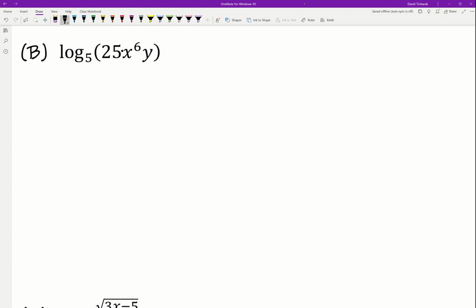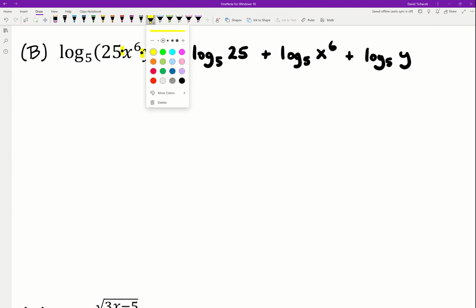Here in the next example, we have log base 5 of the product of a bunch of things, right? So we have 25 times x to the 6th times y. And again, that is a bunch of multiplications on the inside of a log, and so we have that rule that says that we could break this up into a couple of different logs that are all being added, okay? And so we'll see here that that's going to be the log base 5 of 25 plus the log base 5 of x to the 6th plus log base 5 of y, okay? And so again, if it's a times on the inside, it's going to be a plus on the outside.